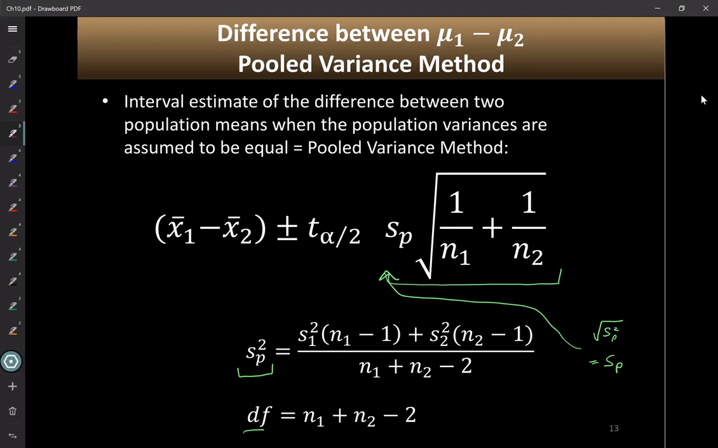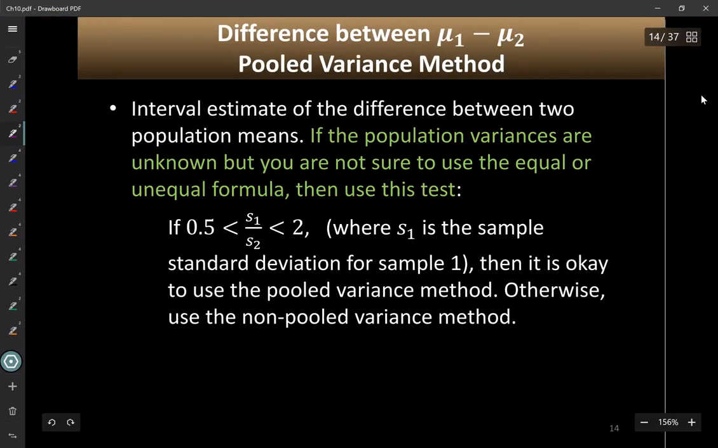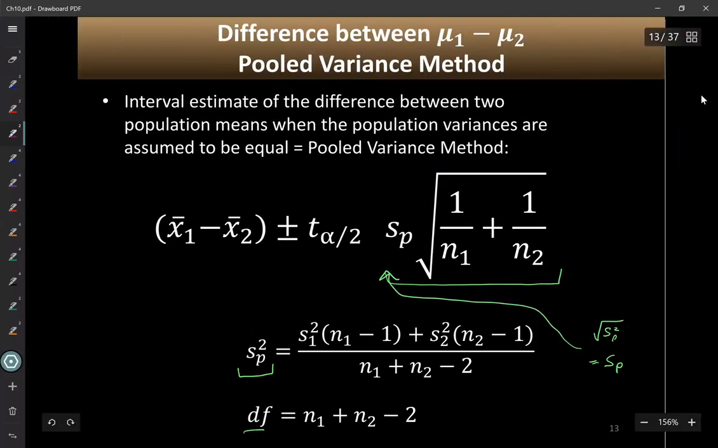Now you only want to use the pooled variance method when the ratio of the standard deviation for sample 1 and the standard deviation for sample 2, those are the sample standard deviations, is between 0.5 and 2. Then it is okay to use the pooled variance method. Otherwise, use the non-pooled variance method, which is what we've been using up to this point.